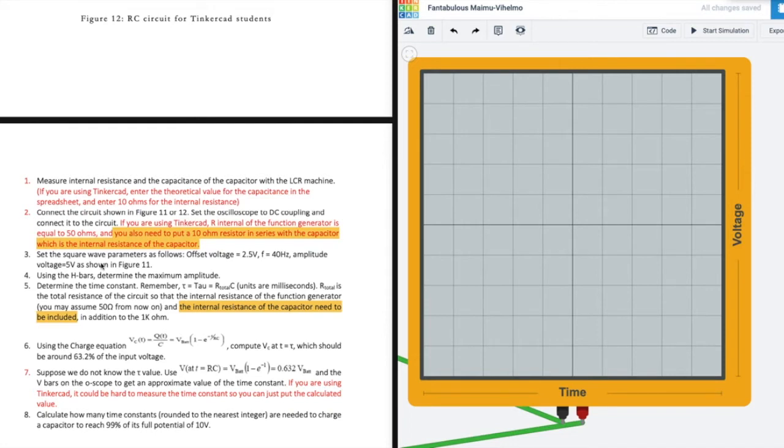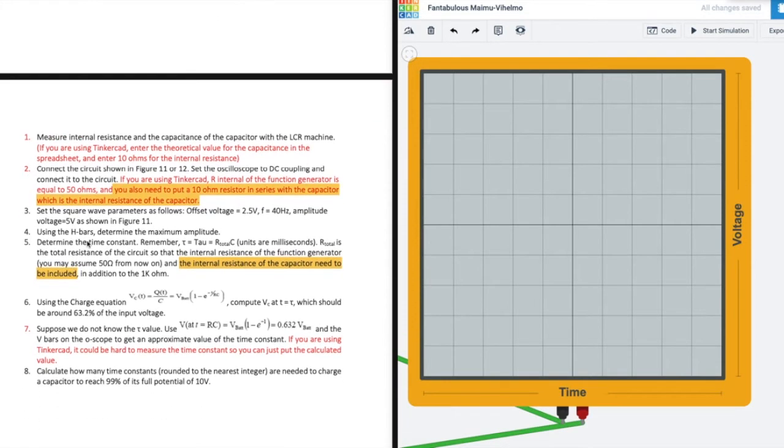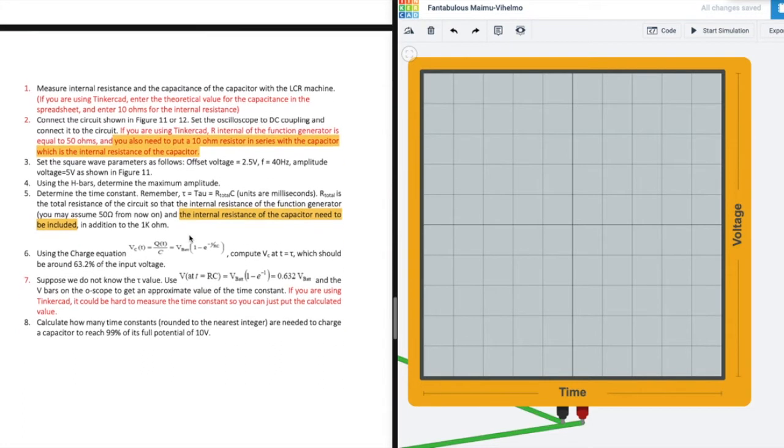Next, we just set the function generator. Remember, this is amplitude voltage of 5 volt. So when you set it, it should be 10 volt peak to peak. Next, we use the H bars to determine the maximum amplitude.